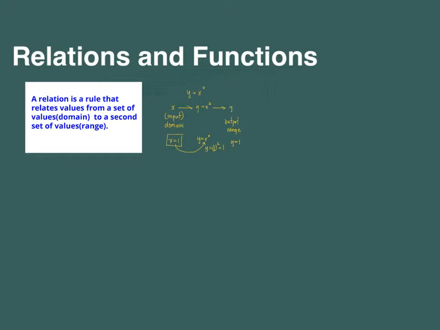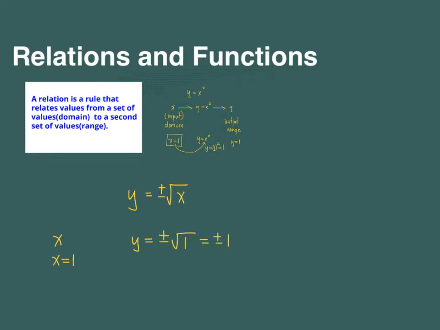Another rule could be, say, the new rule is y is equal to the positive and negative square root of x. So if we choose values for our domain, say x is equal to 1, then the y value is equal to plus or minus, or positive and negative, square root of 1, and this becomes positive or negative 1.